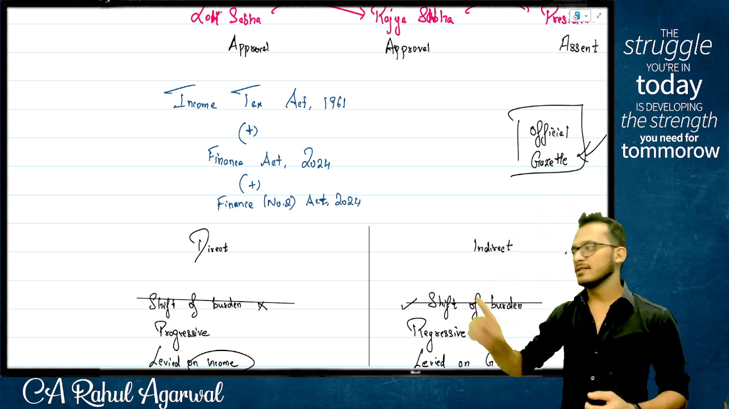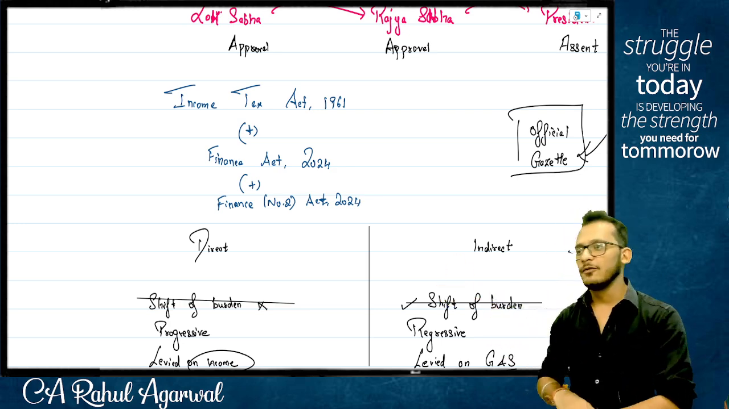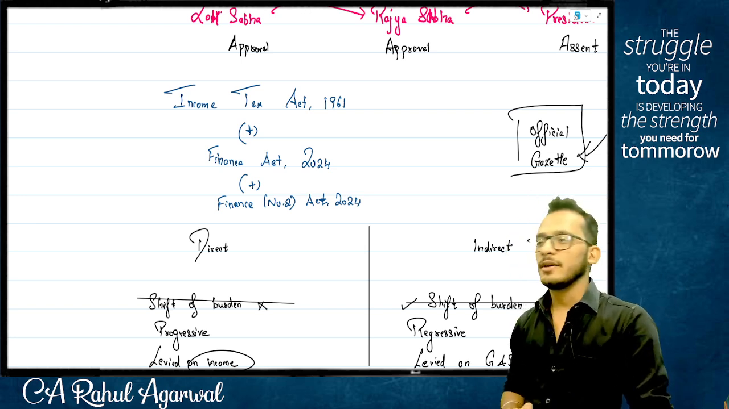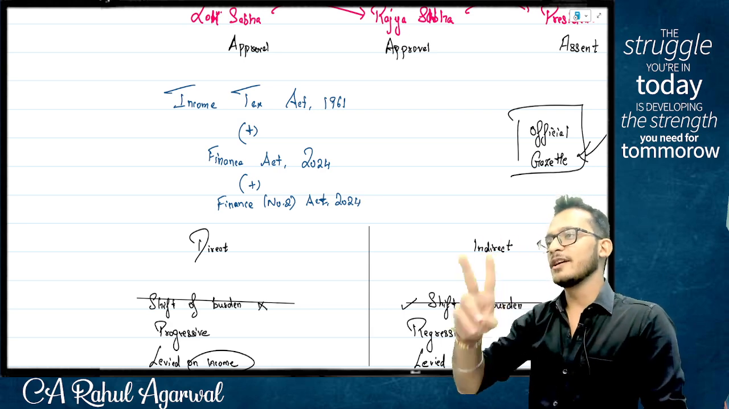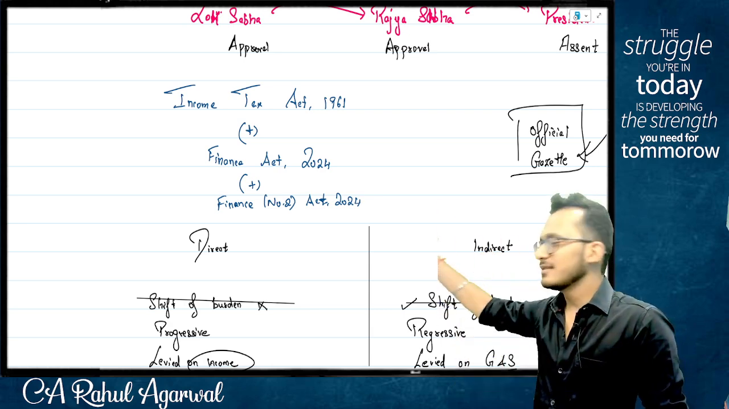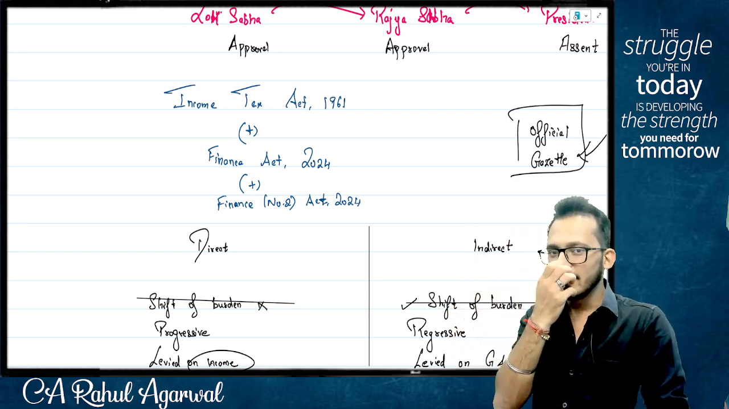On that date the final budget gets launched, Finance number 2 Act 2024. The good news for you is, even though you have to read 3 acts, you technically have to read only 2 acts, because in Finance Act 2024, no changes happen.